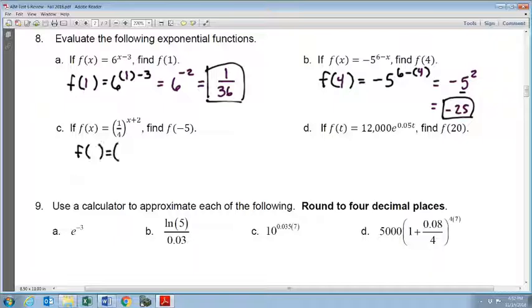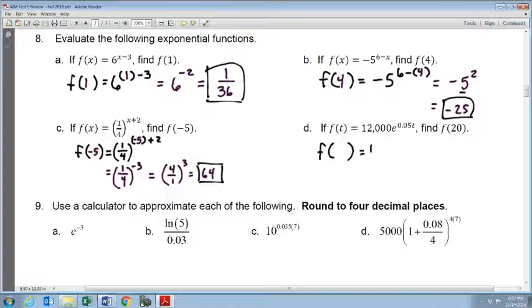If it were, I would put negative 5 in parentheses, and we would have gotten a positive 25. So it's important that you only square the 5 here. So on letter C, again, we'll make a skeleton. And let's plug in negative 5. So we have 1/4 to the negative 5 plus 2 power. That's 1/4 to the negative 3 power. So we'll flip the fraction, and it becomes positive 3, and we get 64.